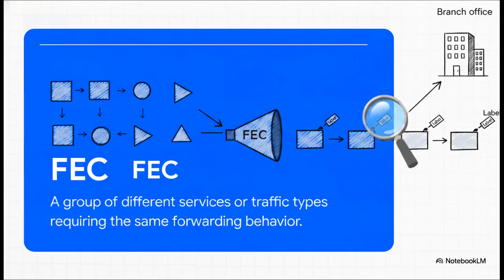But you might be wondering, how do we decide which traffic gets which label in the first place? Well, that brings us to the Forwarding Equivalence Class, or FEC. An FEC is simply a grouping of different services or traffic types that require the exact same forwarding behavior. So if a bunch of packets are all heading to the same branch office and they need the same level of service, boom, they belong to the same FEC. The absolute crucial takeaway here is that the FEC is what actually determines which specific label gets pushed onto the packet the moment it enters the network.